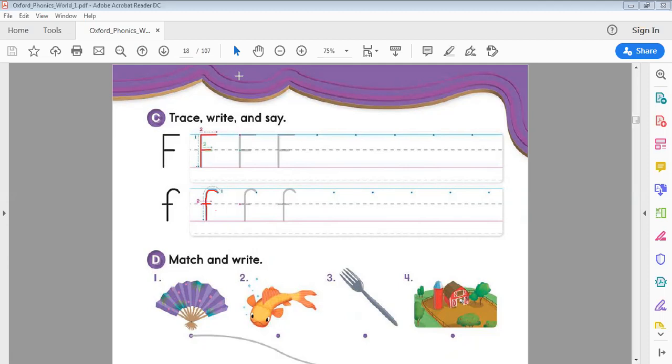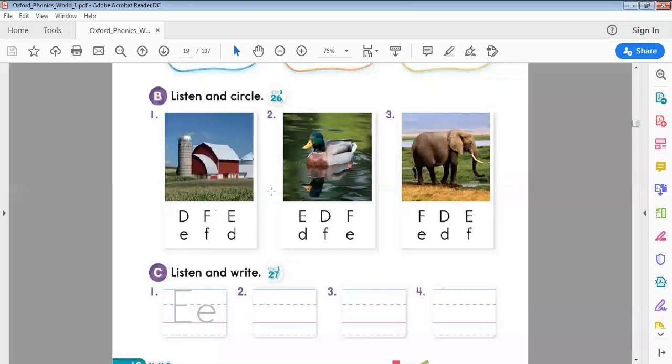So let's move down a little bit. All right, here we have this question: listen and circle. So we have to recognize the letters, the uppercase and the lowercase, and the sound. The first picture, this is a farm. Which letter do I have to circle here? Yes, this is the uppercase. Do you see the lowercase here? Amazing. Yes, this is the lowercase, so we have to circle both of them.